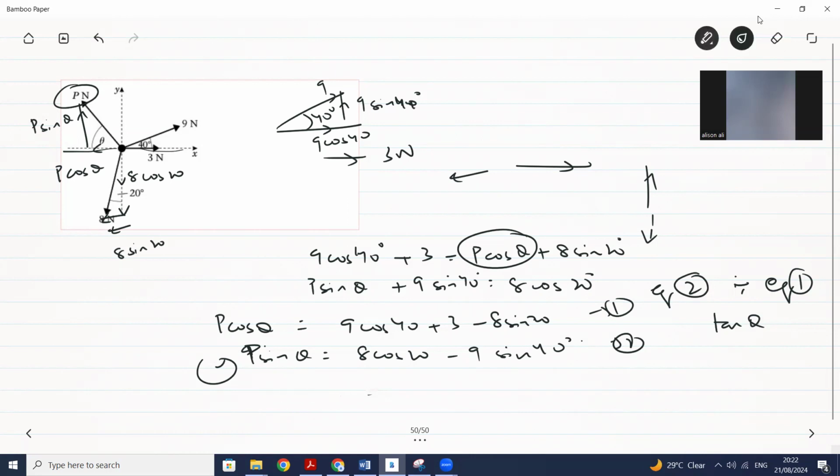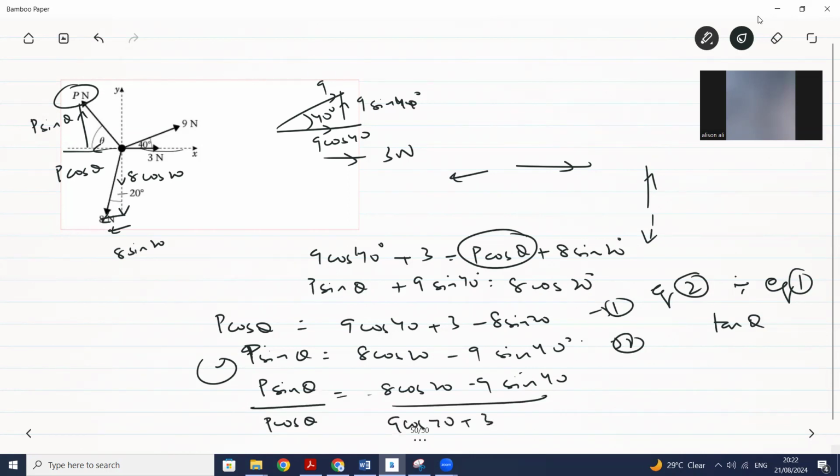If I use both of them directly, it would be difficult for you to understand, so I am writing it like this. What is P sin theta? 8 cos 20 minus 9 sin 40. You would be using the calculator to solve this. Similarly, what is P cos theta? 9 cos 40 plus 3 minus 8 sin 20. You would be using a calculator for this.